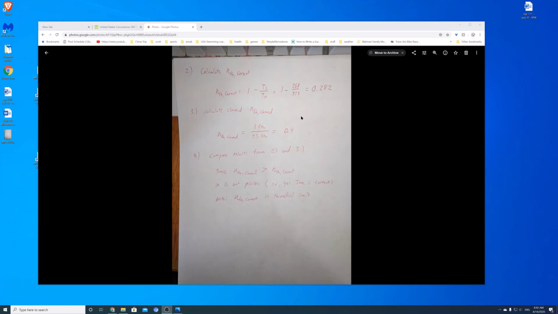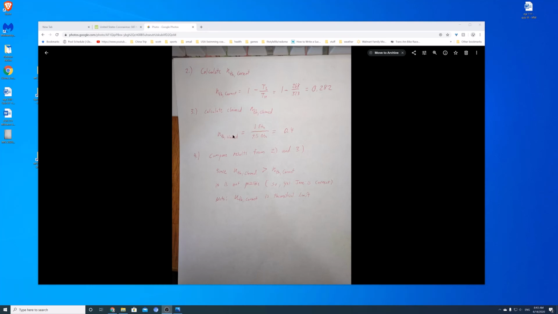Okay, continuing with practice problem 4, second part. We calculate the Carnot efficiency, which uses the low temperature in Kelvin and the high temperature. This is the low sink temperature, and here's the high temperature, and that comes out to be 0.282.